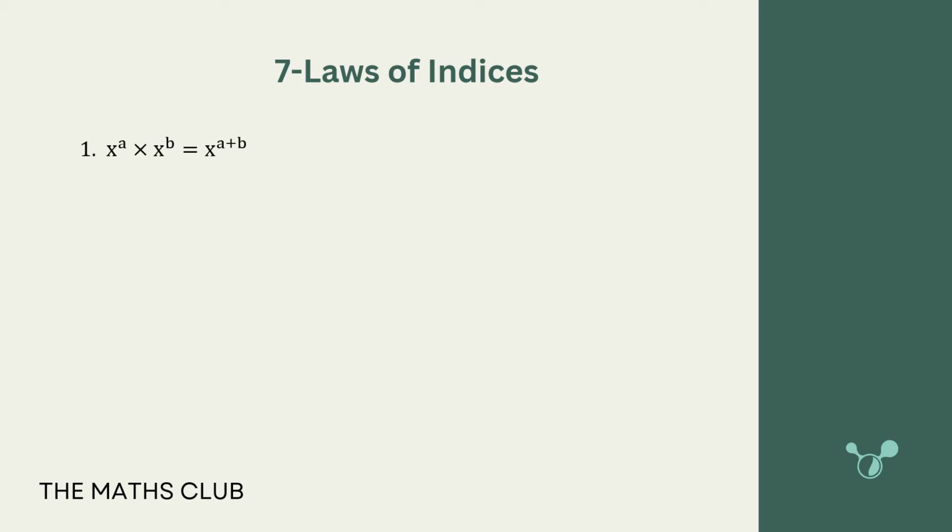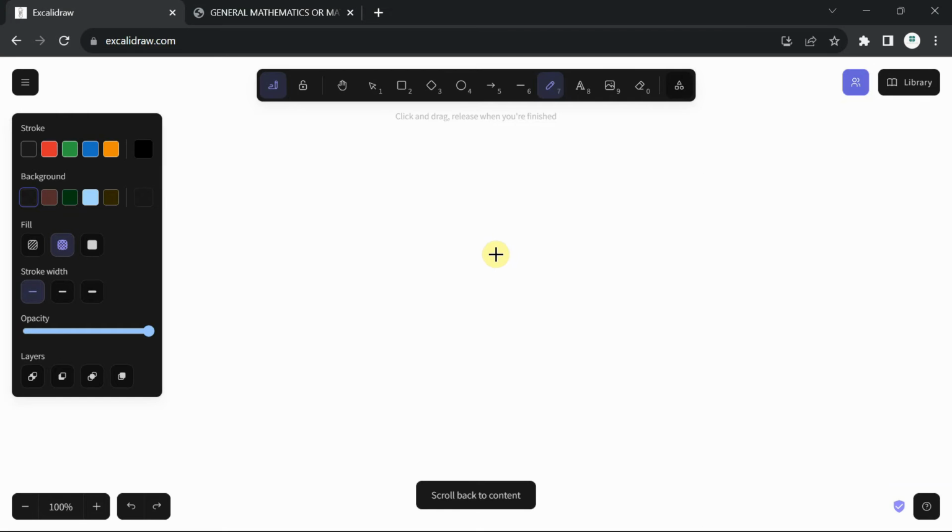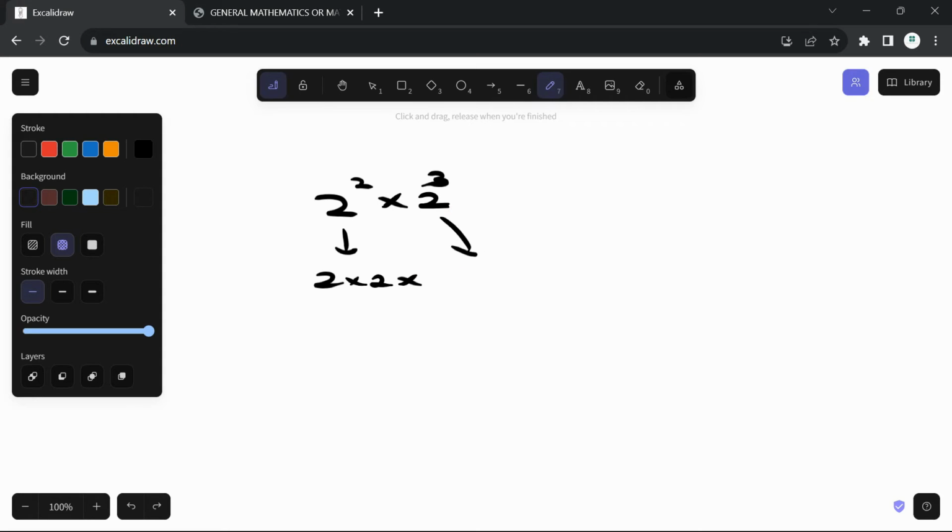The first is that if you have x raised to the power a multiplied by x raised to the power b, it's simply x raised to the power a plus b. We're going to see that in action. If I have 2 raised to the power 2 times 2 raised to the power of 3, 2 raised to the power of 2 is 2 times 2, multiplied by 2 raised to the power of 3, which is 2 times 2 times 2. That is 2 raised to the power of how many? 1, 2, 3, 4, 5, so 2 raised to the power of 5.